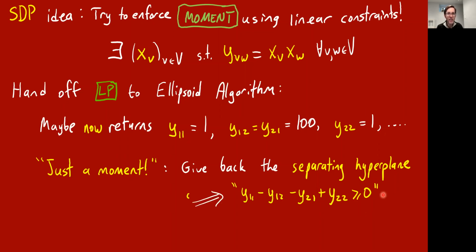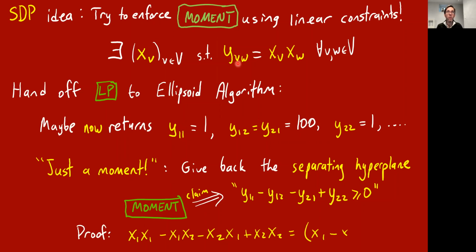Again, this is valid for any y's that satisfy the moment constraints. And here's the proof. If you have y's that satisfy the moment constraints, then this y11 minus y12, et cetera, is equal to x1 squared minus x1 x2 minus et cetera. And again, by a little bit of arithmetic, this is exactly the square of x1 minus x2, which of course is non-negative. So y's that satisfy this moment constraint will also satisfy this linear inequality on the y's.